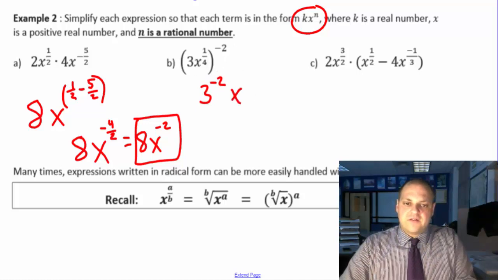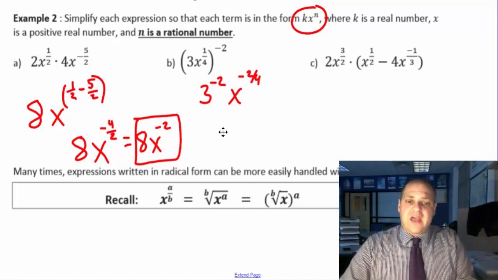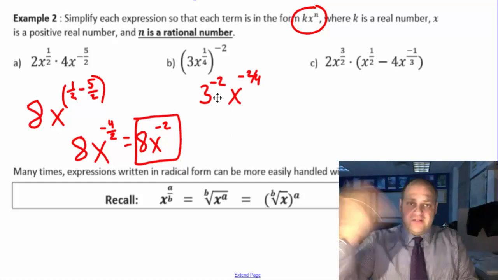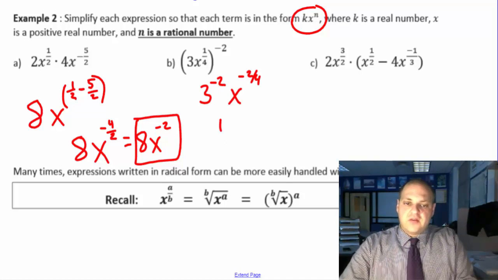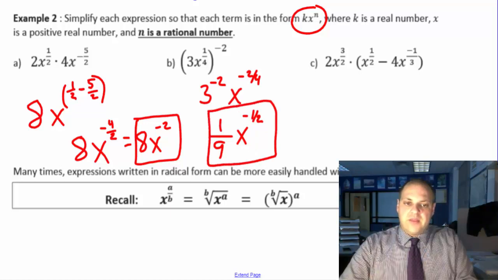And then x to the 1/4 times negative 2 is negative 2/4, which I'm going to write out, negative 2/4. Now negative 2/4 reduces to negative 1/2. And this is 1/9. We should know by now that raising to a negative exponent puts it under 1. So this is 1/9 x to the negative 1/2. And that's the form they want. 1/9 x to the negative 1/2. That would be the k x to the n form.